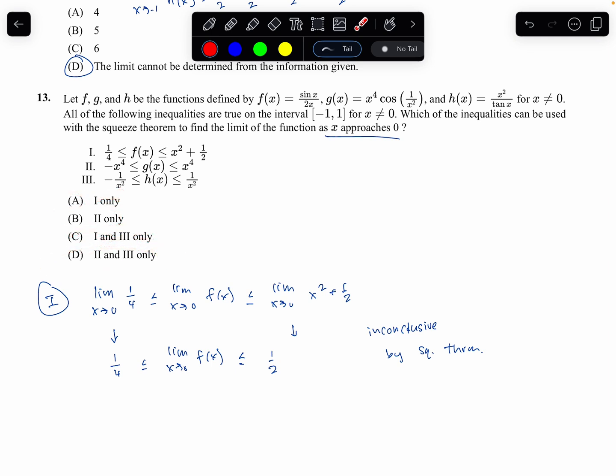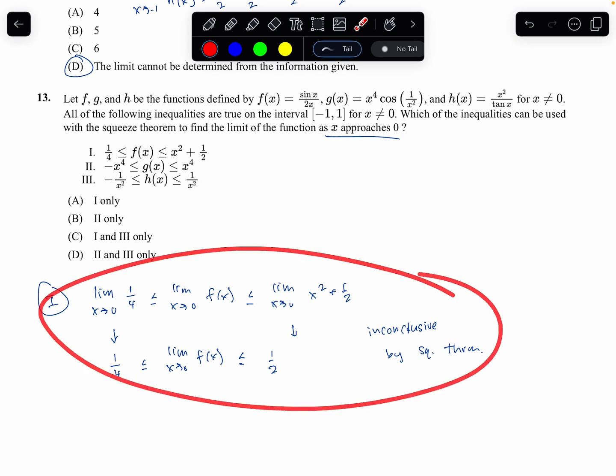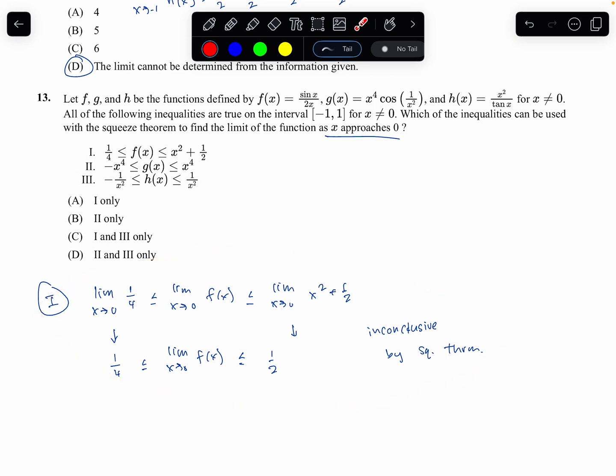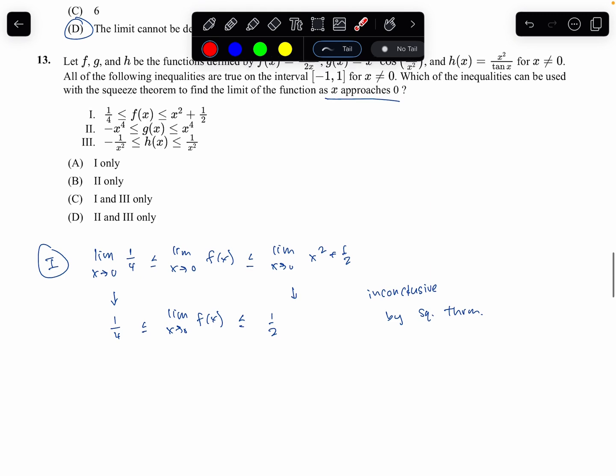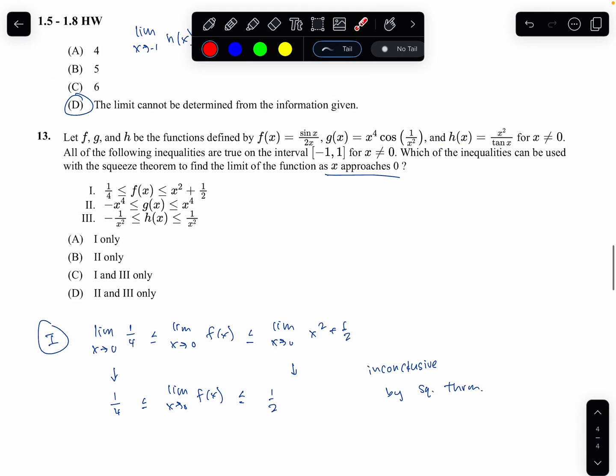So you have to check if you can use the squeeze theorem on 2 and 3 using the same exact method I did here. So I'll leave that to you guys. Evaluate the limits from these sides right here. Make sure that they can be the same and that they exist. If they don't exist, then you can't use the squeeze theorem either, okay? All right, so hopefully that helped you on this homework assignment.